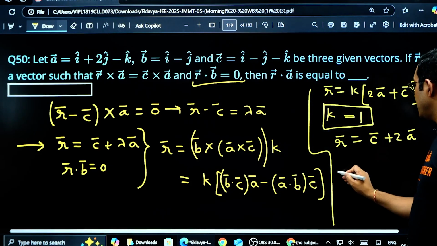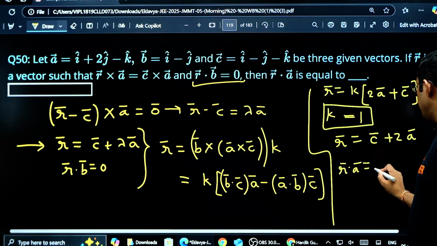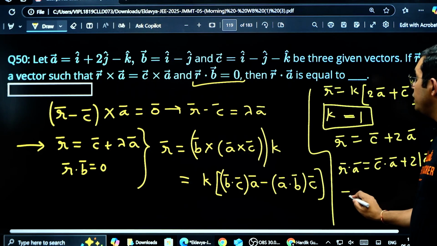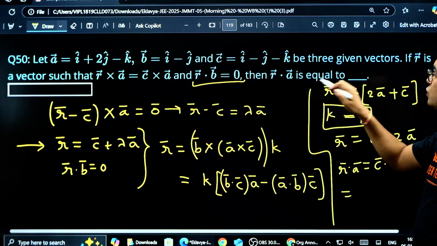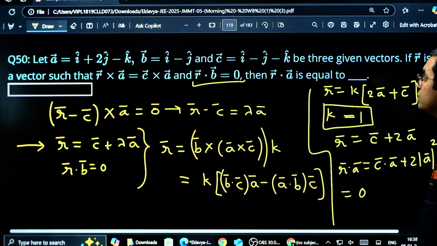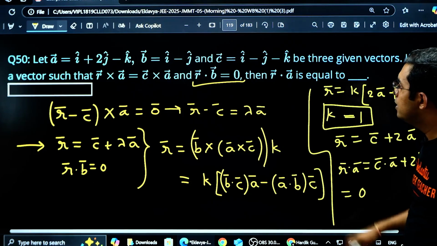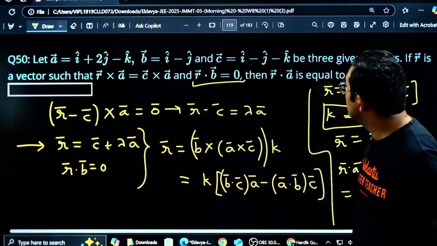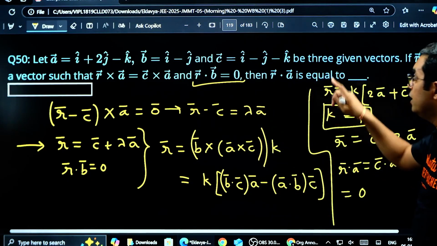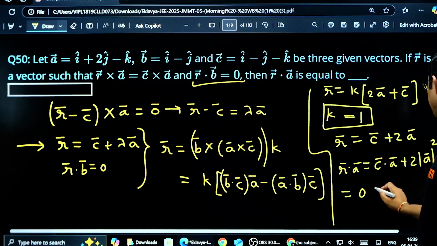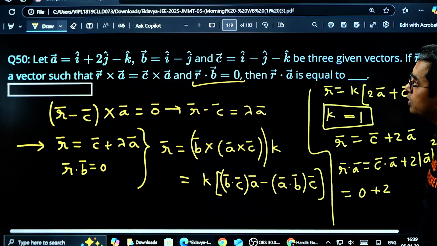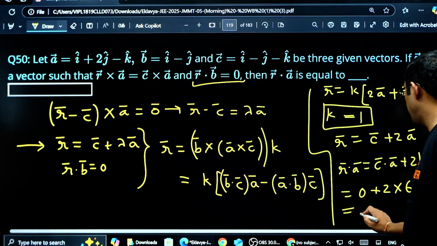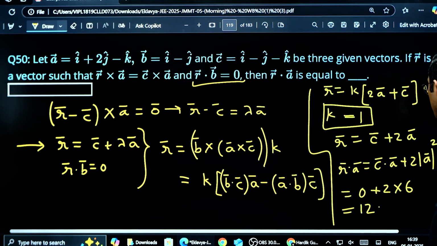Now they are asking r dot a. So r dot a means it will be c dot a plus 2 a squared. c dot a means first and last. So 1 minus 2, that is minus 1 plus 1, so 0. Is that so? 1 minus 2. Yeah, correct. 1 plus 1, 2, 2 minus 2, 0. So that is 0 plus 2 into mod a squared. Mod a squared is, I think, 6: 4 plus 2, 6. This will be equal to 12. The answer for this should become equal to 12.